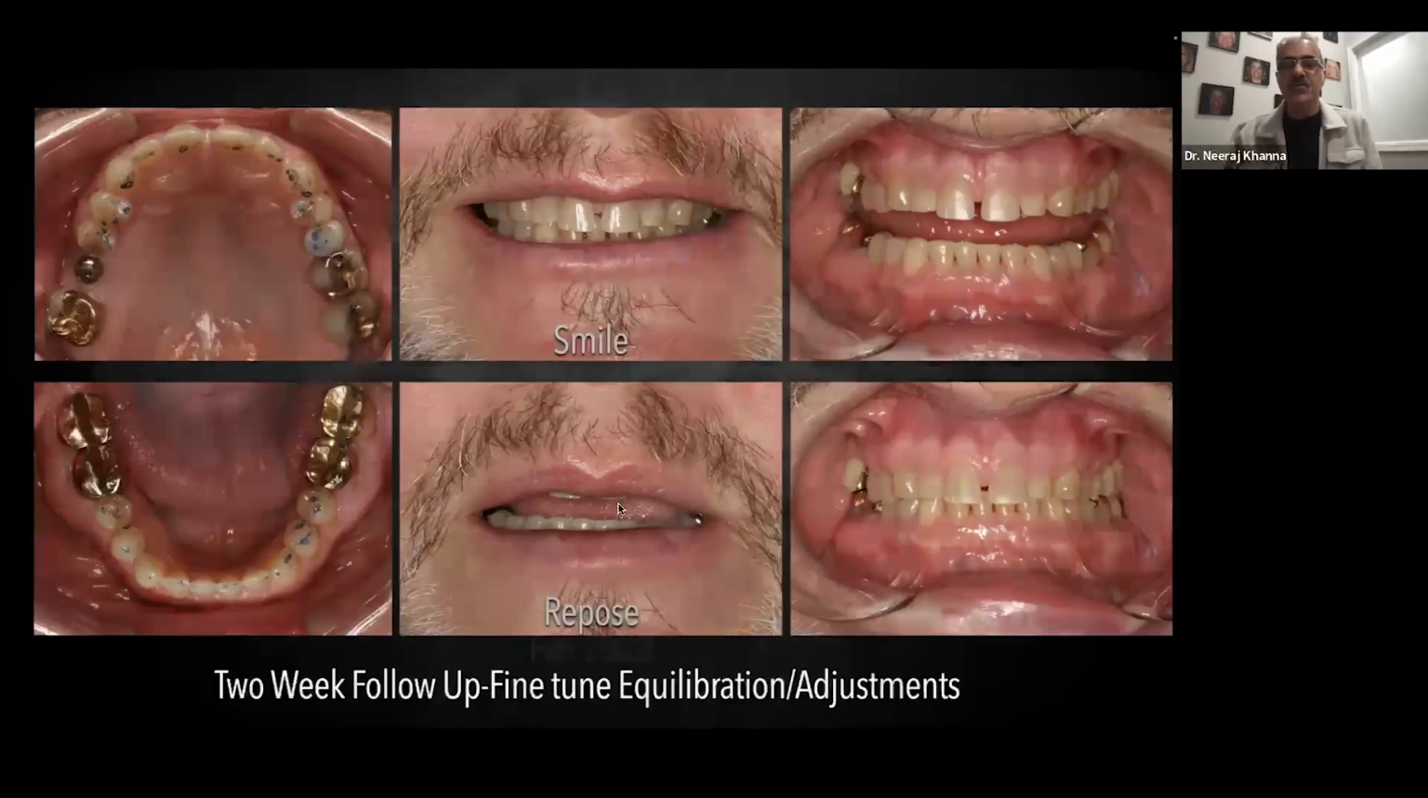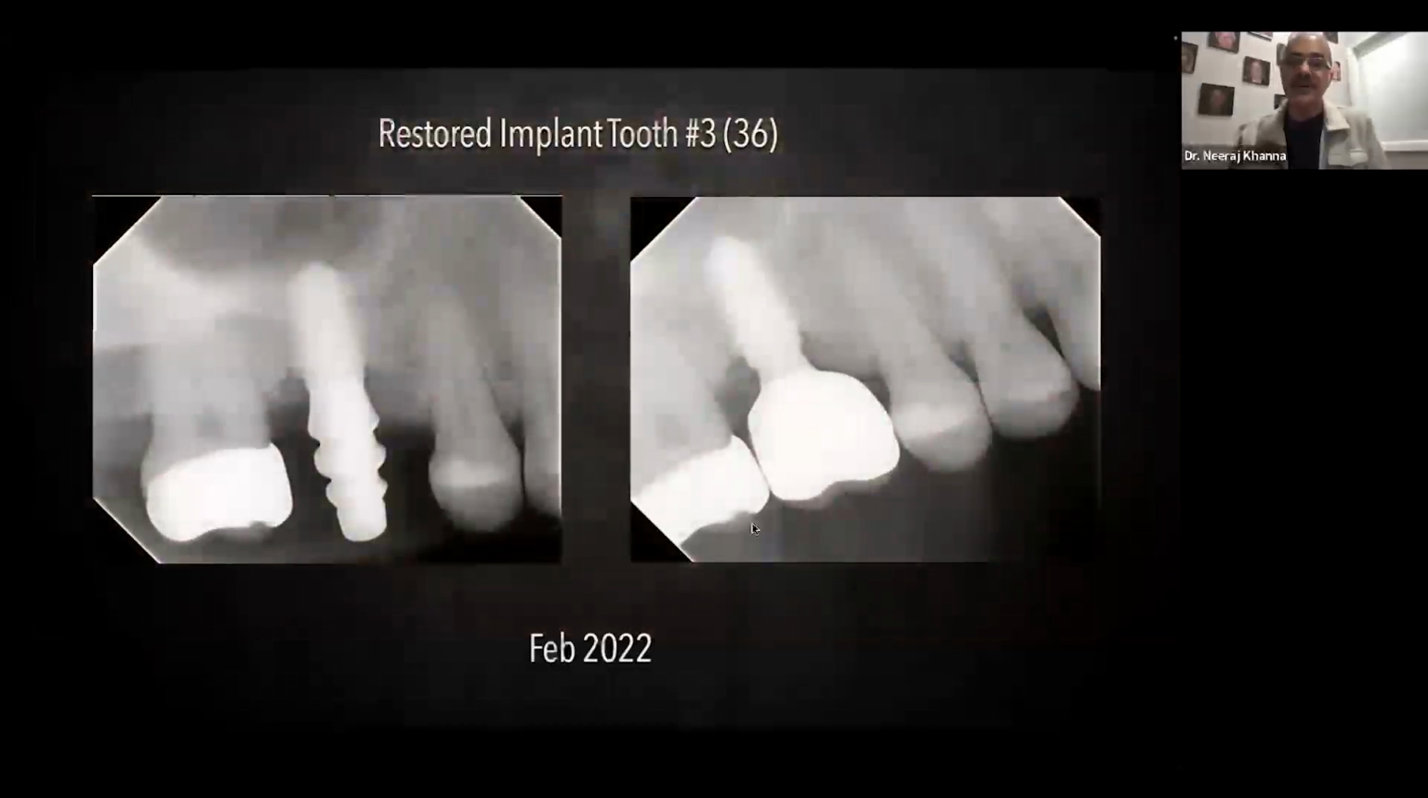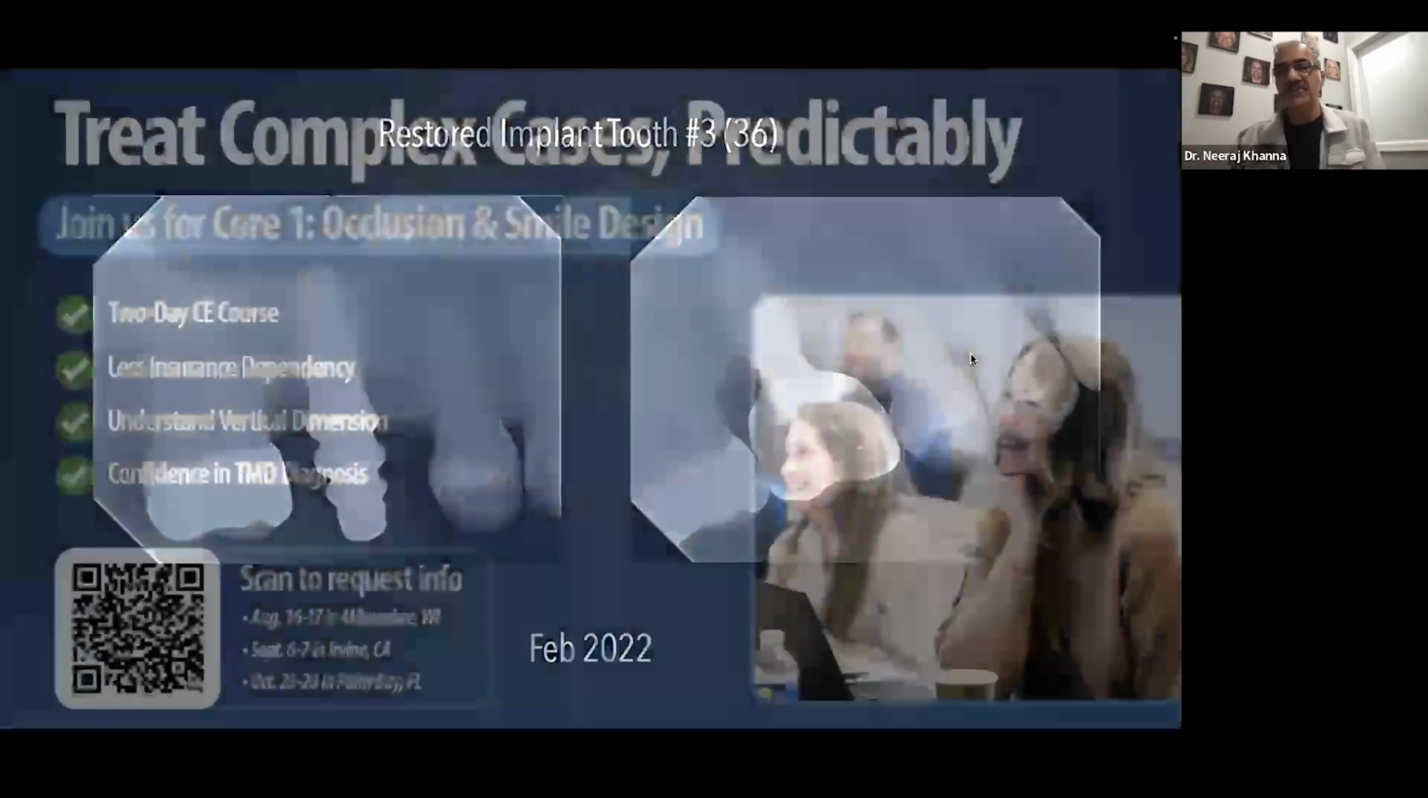He's comfortable. We eventually restored his implant in February of 2022. This implant crown was fabricated based on a perfectly equilibrated set of teeth. And now that's the predictability part. How much adjusting do you think I did on this crown? Extremely minimal adjusting, because David had a stable occlusion to begin with. And so this is the concept of predictability, and the marriage of understanding function and aesthetics becomes even more critical.